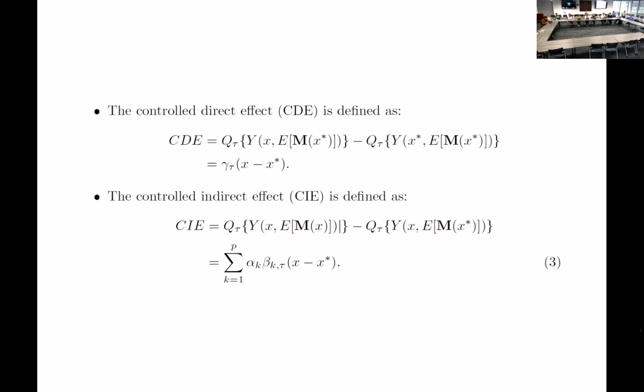Okay, so you can see this multiplication is just what we have before, like the alpha times beta as the indirect effect. So that's why we have to make these assumptions, and we have to use this controlled effect to derive this term here. Okay.